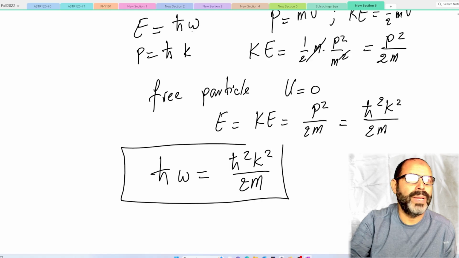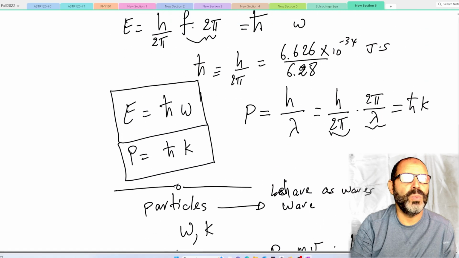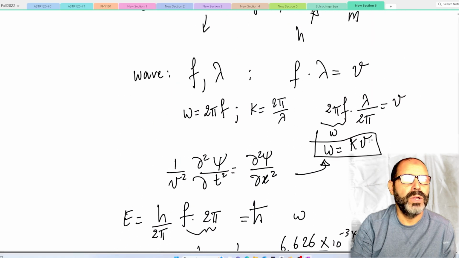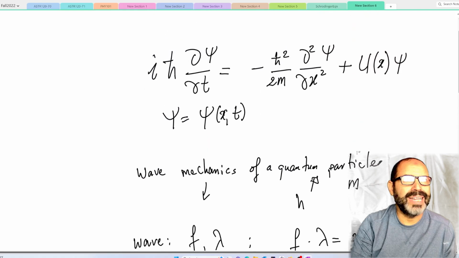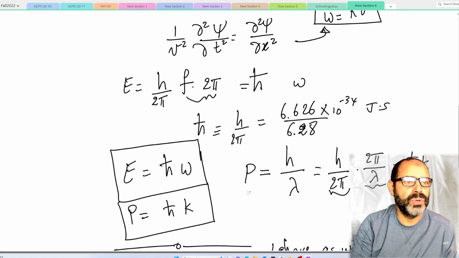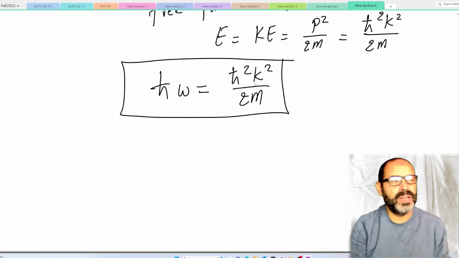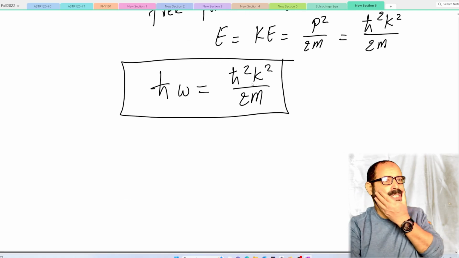This is how omega is connected to k for particles that exhibit wave behavior, whereas this is the expression for pure waves, omega equals kv, that derives off of the wave equation. This is a wave equation. So this one will give us a wave equation that justifiably can be written as such.